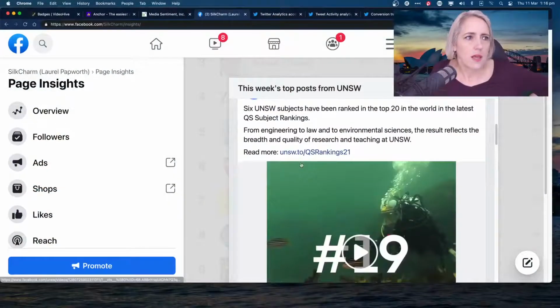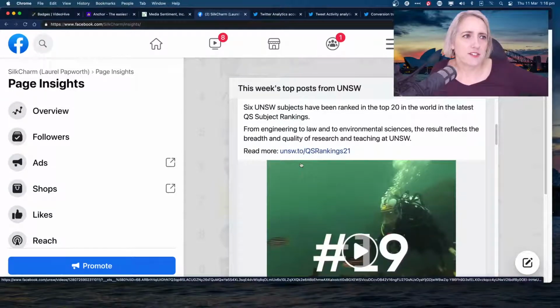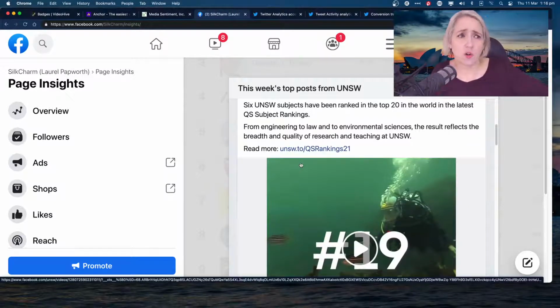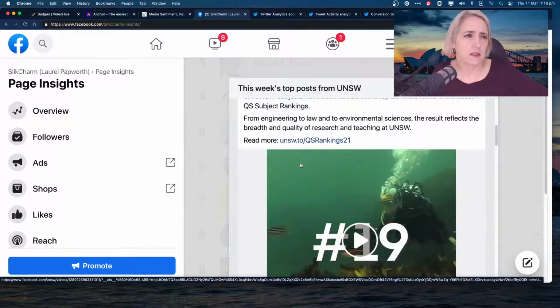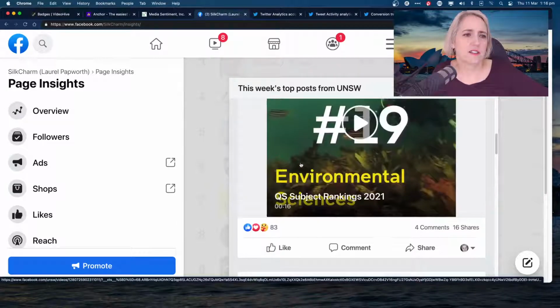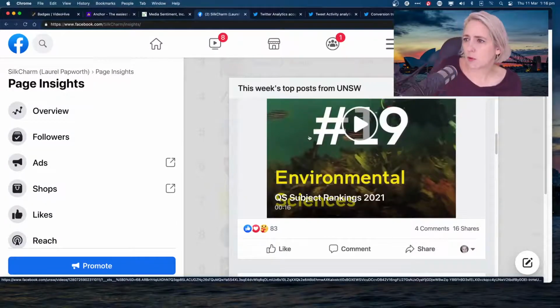And then another one. 6 UNSW subjects have been ranked to the top 20 in the world. Yay, UNSW! From engineering to law and environmental sciences. So that's good. The alumni would be pleased with that one as well. So you can always drag the alumni in with those.